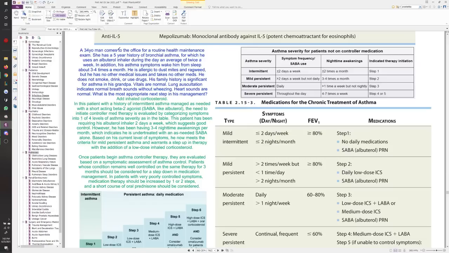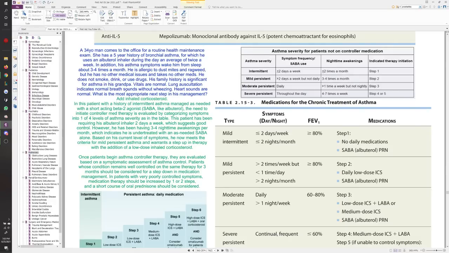A 34-year-old man comes to the office for a routine health maintenance exam. He has a 5-year history of bronchial asthma, for which he uses an albuterol inhaler during the day, an average of twice a week. In addition, his asthma symptoms wake him from sleep about 3 to 4 times a month. He is allergic to dust mites and ragweed, but he has no other medical issues and takes no other meds. He does not smoke, drink, or use drugs. His family history is significant for asthma in his grandpa. Vitals are normal. Lung auscultation indicates normal breath sounds without wheezing. Heart sounds are normal. What is the most appropriate next step in management?